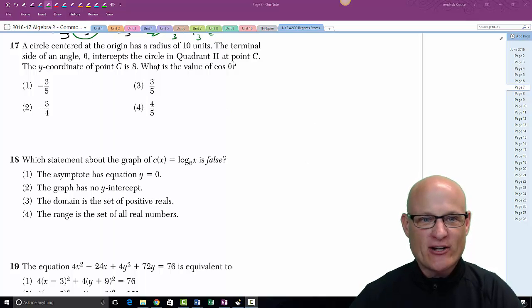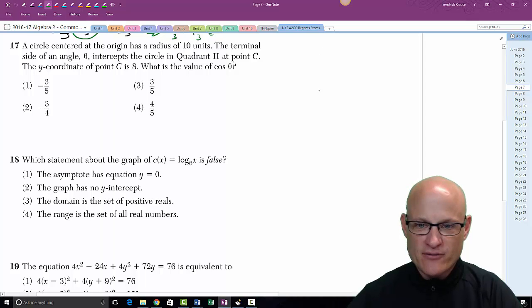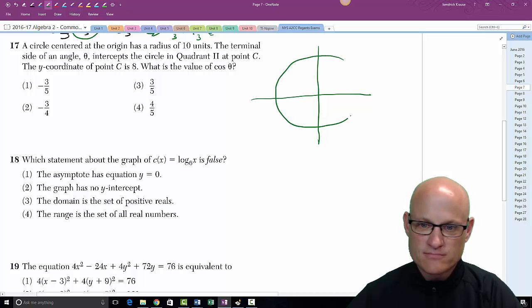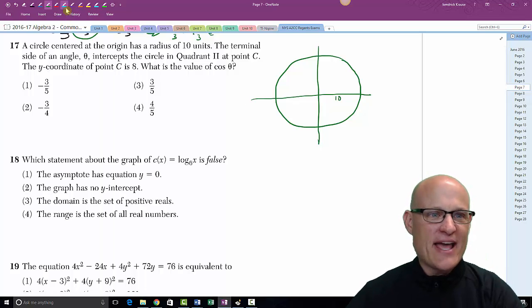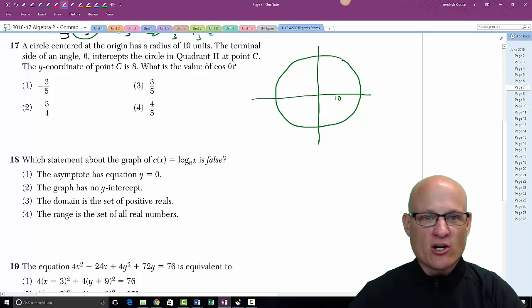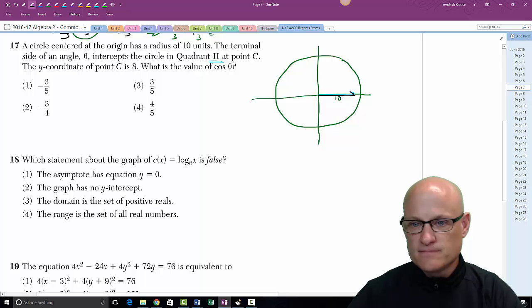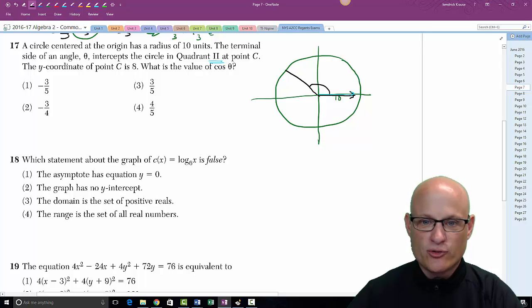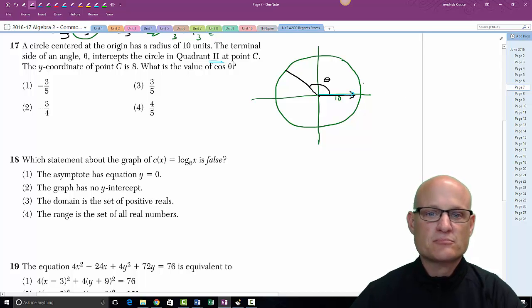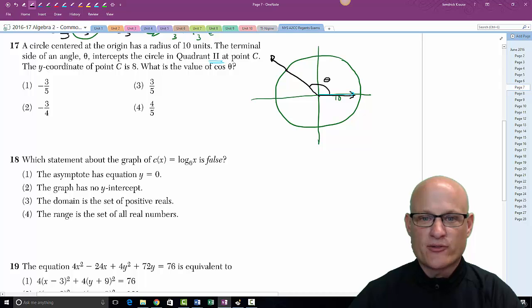So let's see this. A circle centered at the origin has a radius of 10 units. All right. The terminal side of angle theta intercepts the arc in quadrant 2. So I need to draw in angle theta, and it terminates in quadrant 2. So this is angle theta. So if I drew this, there's my angle. It says it intercepts the arc in quadrant 2 at point C.